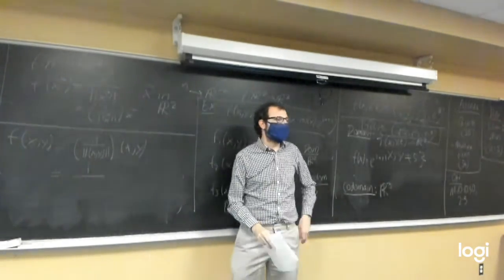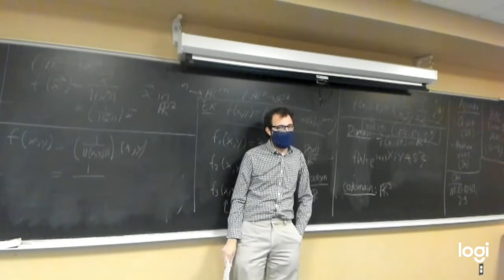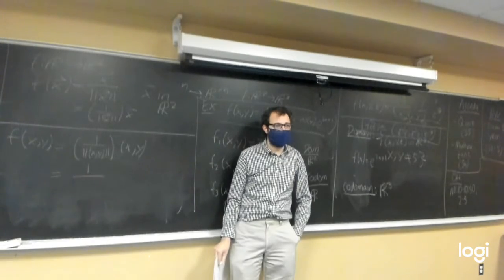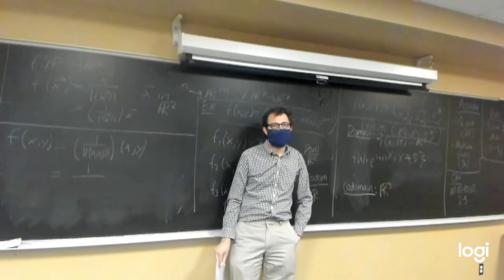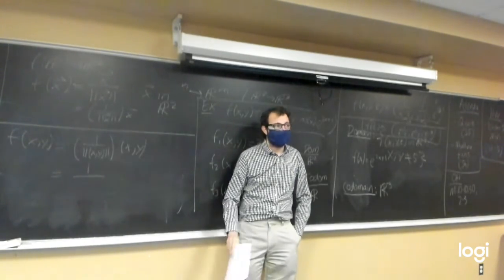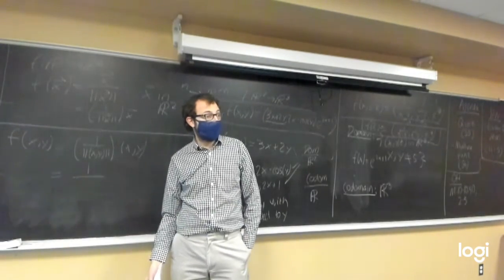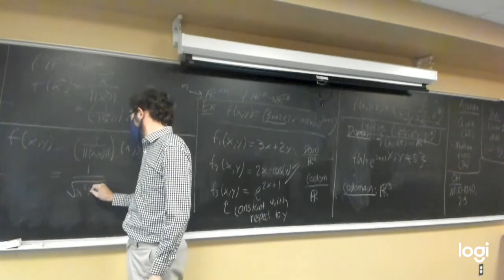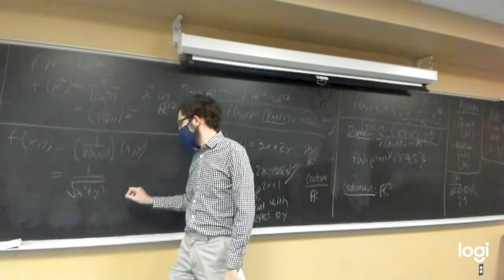What's another way that we could write out the magnitude of x comma y? What was our formula, in other words, for finding magnitude? Yeah, just square root of x squared plus y squared, using the Pythagorean theorem.